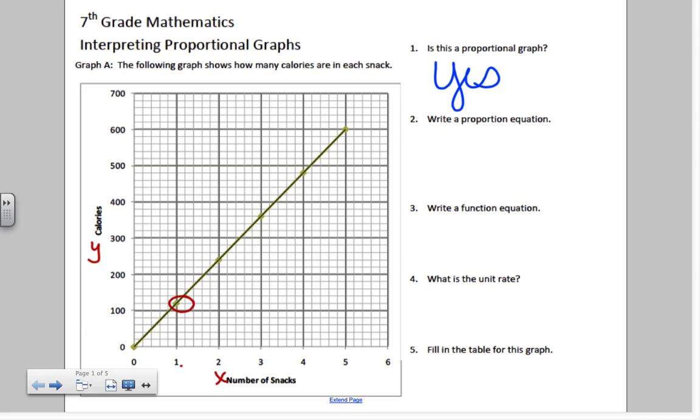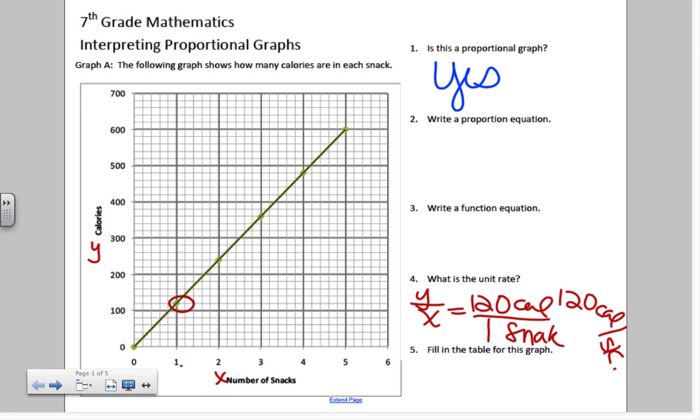So what is the actual ratio of that point on our graph? Charlie? Okay, so she said that our y over x ratio was 120 calories for one snack. So what's our unit rate? 120 calories per snack.